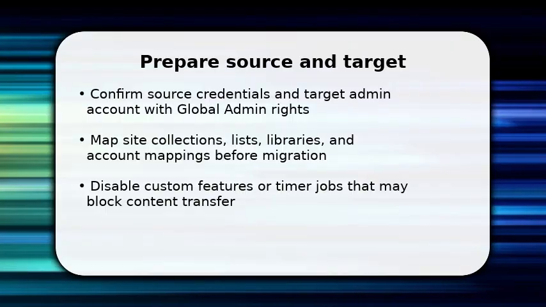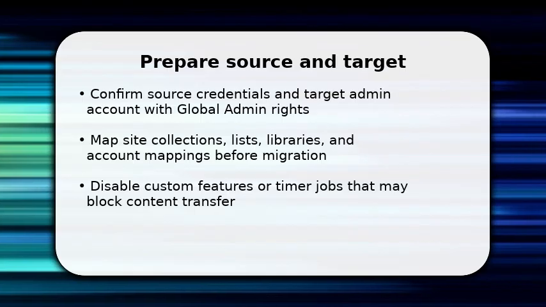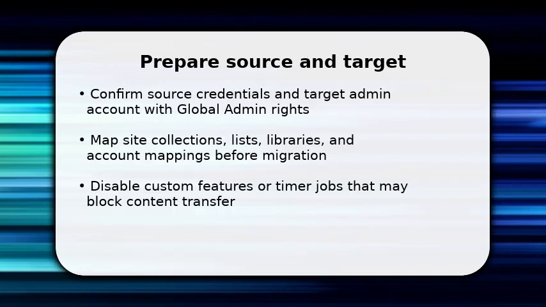You start by validating prerequisites. Log into the source and target with admin credentials and enable API access. This ensures Sharegate can enumerate sites. Next, build a simple mapping file for site collections and user accounts so permissions migrate cleanly.